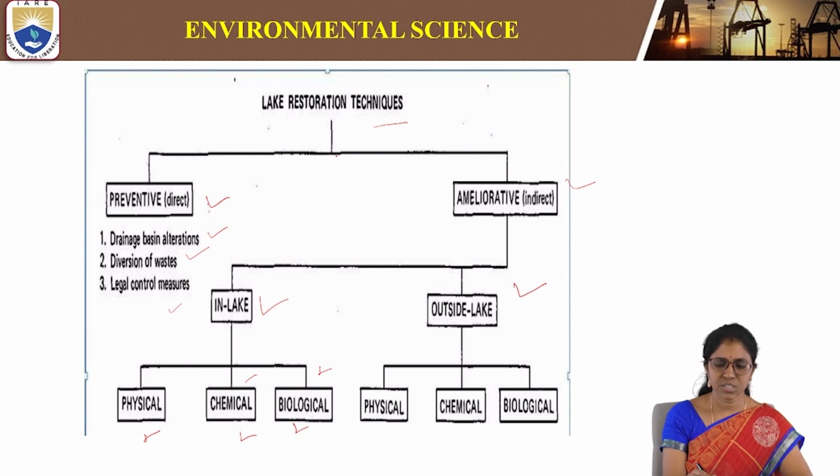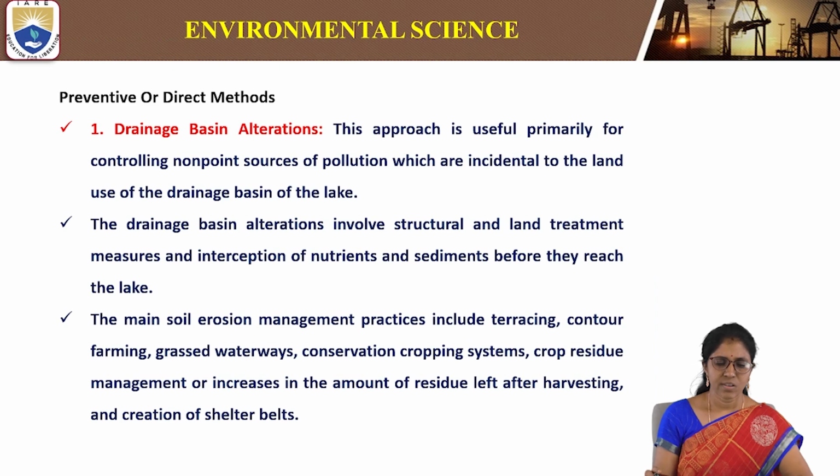So lake restoration techniques are divided into two types: direct and indirect. Indirect is again divided into in-lake methods and outside-lake methods, which are classified into physical, chemical and biological methods. Among the preventive methods, the first one is drainage basin alteration.